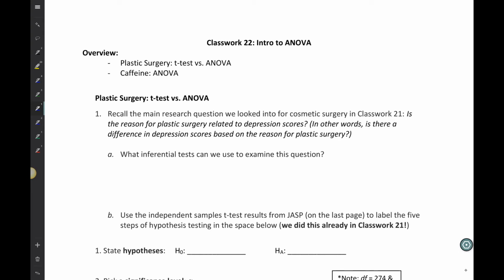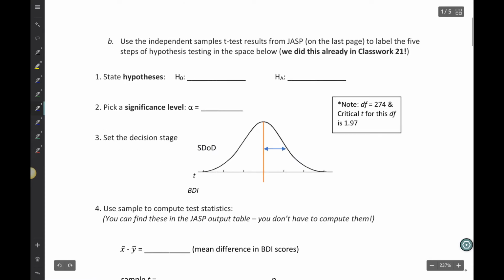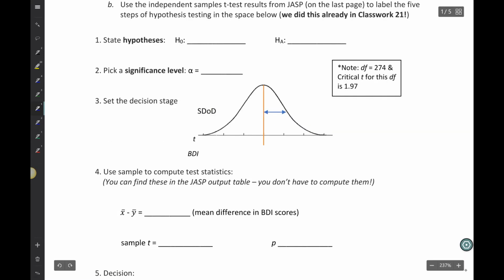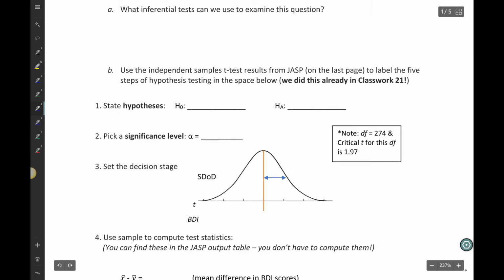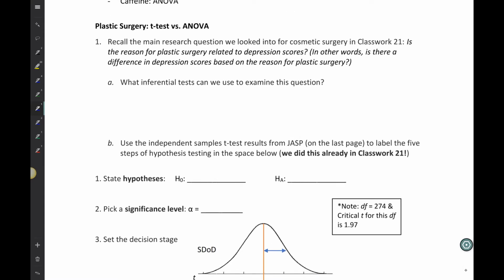So for classwork 22, Intro to ANOVA, we're going to start out by reviewing part of classwork 20. So this first problem, plastic surgery, t-test versus ANOVA, when we get down to this second portion under B, we actually already did this. It's not actually classwork 20. It should be classwork 21. It should be classwork 20. But this is part of classwork 20, so this first part should look very familiar.